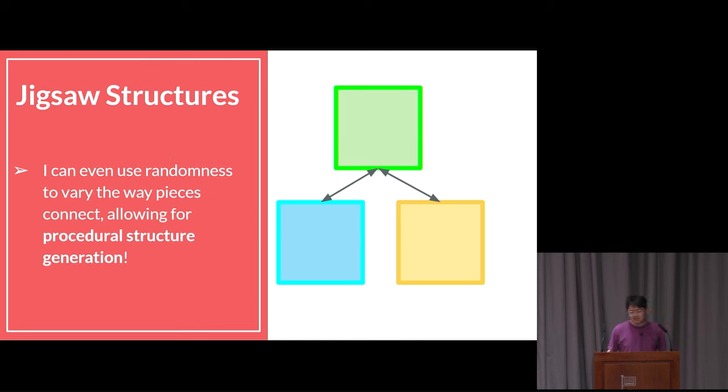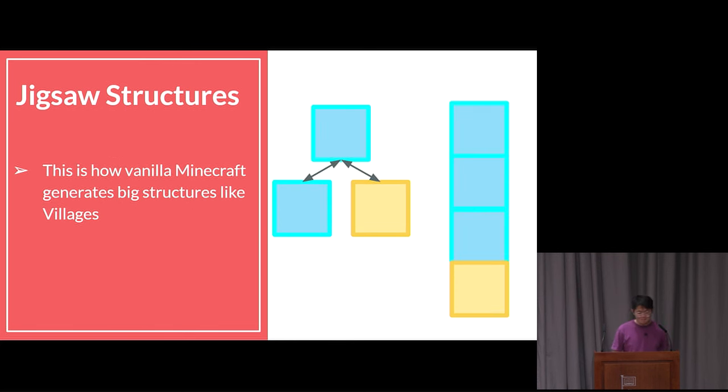I can even say that the yellow and blue pieces can spawn on a green piece's bottom side, allowing me to vary the way the structure spawns. This is very powerful for generating procedural structures, and this is effectively how vanilla Minecraft does them. You can also make paths, you can apply different limits, and they get quite complicated quickly, but the infinite variation here is very creatively liberating, though a bit tricky to work with in practice, as I'll discuss later.